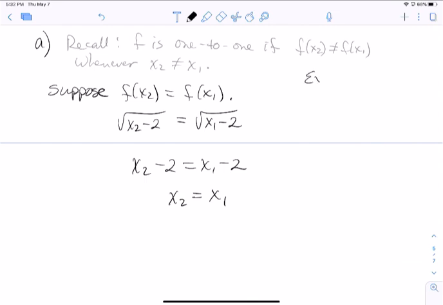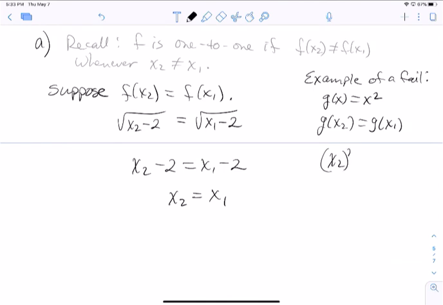So let's look at an example of a fail. If we let g of x equal x squared and try the same thing that we just did, say g of x2 is equal to g of x1, then that would mean that x2 squared is equal to x1 squared. But when I square root both sides here, I'm going to write down that x2 is equal to plus or minus x1. So I'm not forced to conclude that the outputs matched because the inputs matched. I could have a situation where the inputs don't match, but the outputs do. We don't have that situation here.